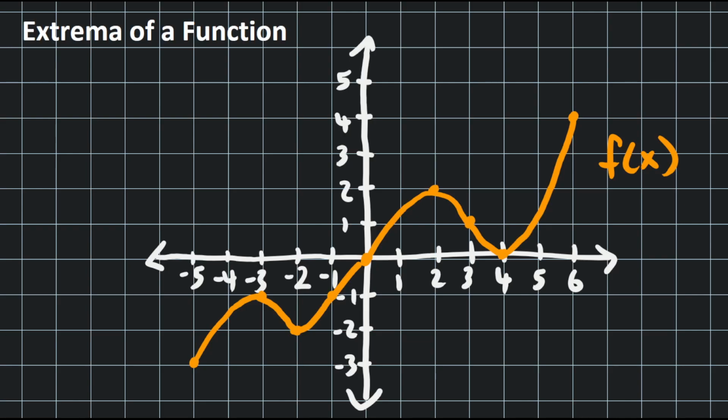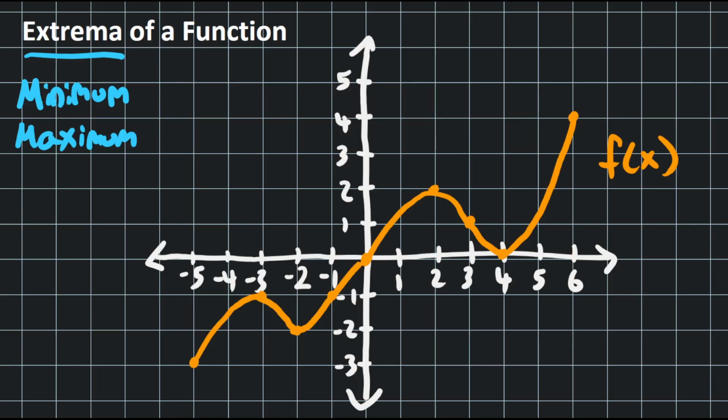Hey everyone, in this video we'll be talking about how to find the extrema of a function. The extrema of a function is a term for both the minimum and maximum values. So we're going to be finding the minimum and maximum values. When you're talking about minimum and maximum together, a shorthand way of saying that is extrema. Extrema just means minimum and maximum values.